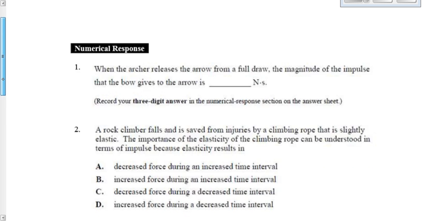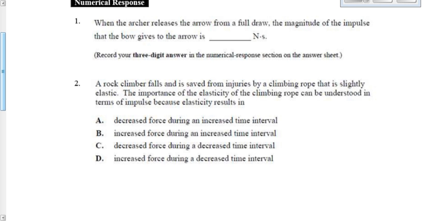All right, last question here, number 2. It says, a rock climber falls and is saved from injuries by a climbing rope that's slightly elastic. The importance of the elasticity of the climbing rope can be understood in terms of impulse. You'll remember last week I told you, you're going to get this question on your unit test, and you're almost certainly going to get this question on your diploma exam. It may be phrased as an airbag question. It may be phrased as a cradling a basketball as you catch it question. It may be phrased as a why do you bend your knees when you jump off a desk question. Or it may be phrased as an elastic climbing rope question.